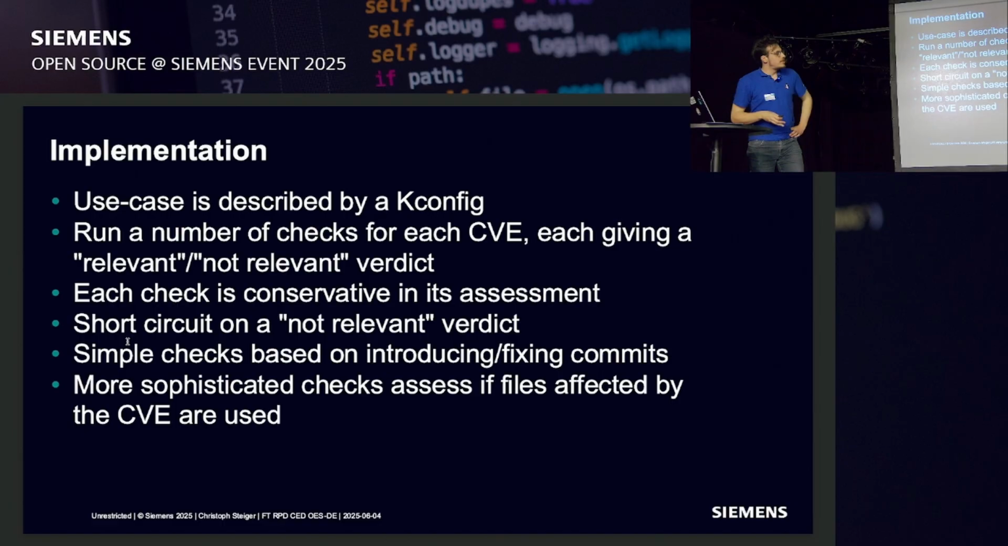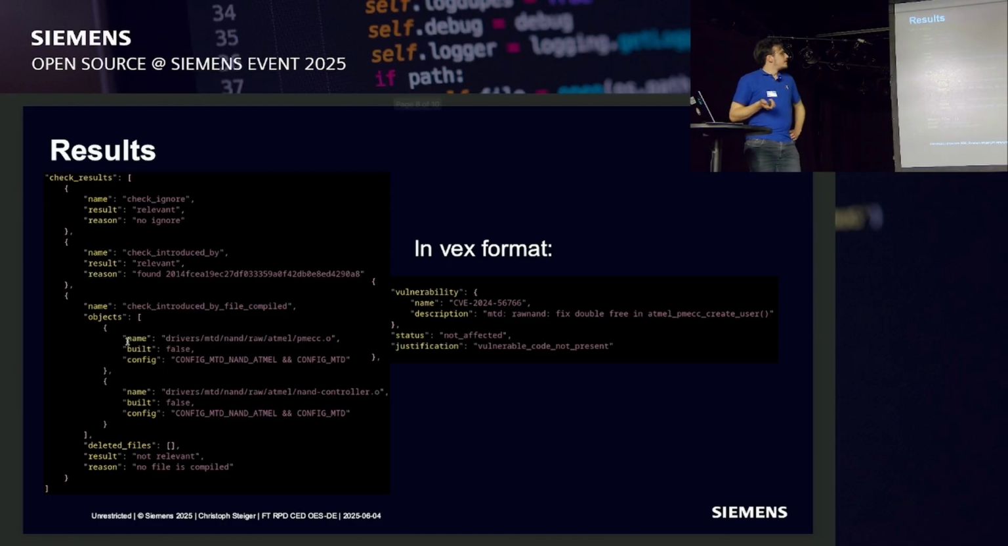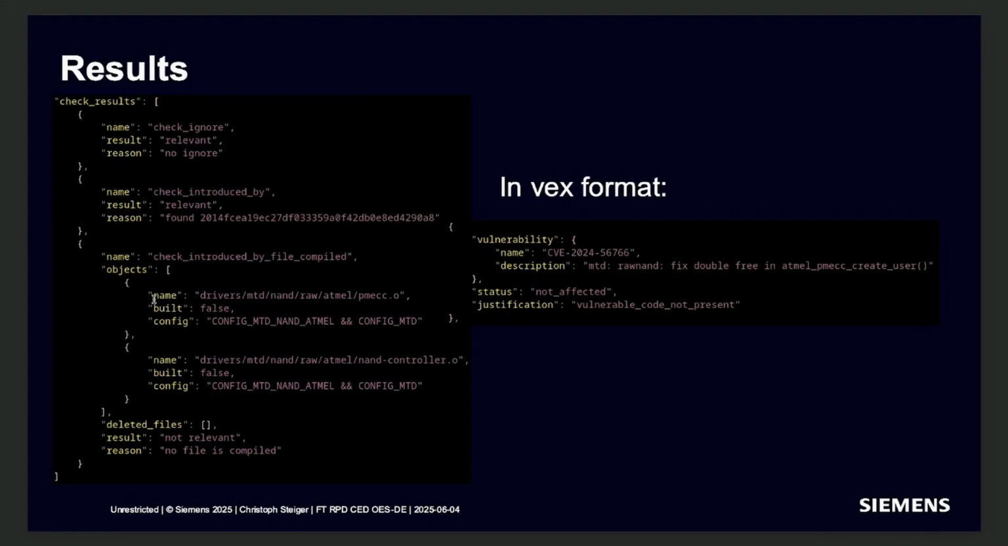And then there's more sophisticated checks, which actually start looking at which parts of the kernel are built based on your configuration, and then look into the CVEs, see which parts of the kernel are affected by the CVE, and try to figure out if the CVE actually affects parts of the kernel you are building. Okay, how does it look? I'm not sure. You can read it somewhat, maybe.